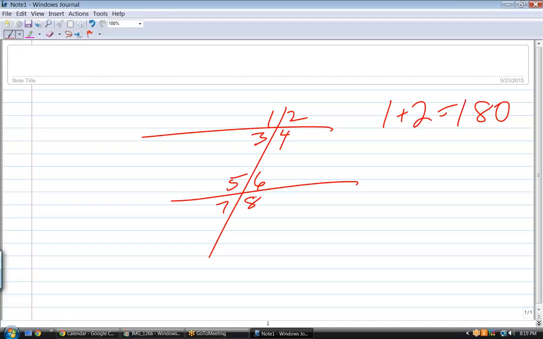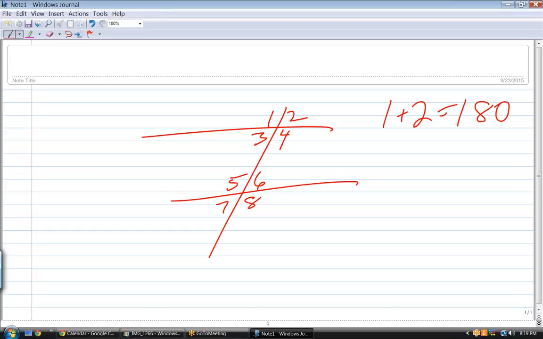Because they're alternate exterior angles. Well, that's the official reason. 3 is equal to 6 because they're alternate interior. 4 plus 6 is equal to what? 10. Well, that's good. I like that. That's fun. I needed a laugh tonight.